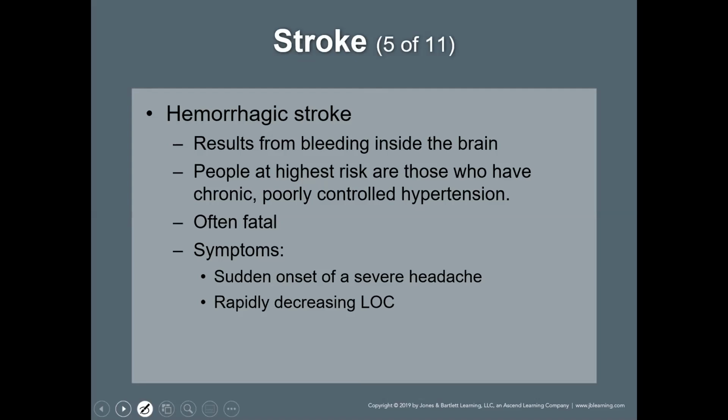All right, so let's talk about hemorrhagic strokes. Obviously, you know what a hemorrhage is. It results from bleeding inside the brain tissue, or surrounding the brain. People who have poorly controlled hypertension, that is one of the biggest causes of hemorrhagic strokes. And the severity, again, depends on the location and size of the ruptured cerebral vessel. Sometimes that bleeding continues and it causes rising intracranial pressure.